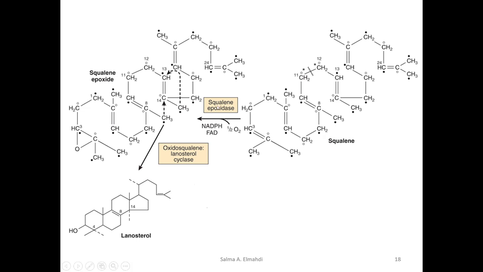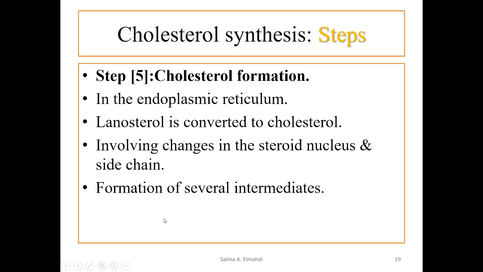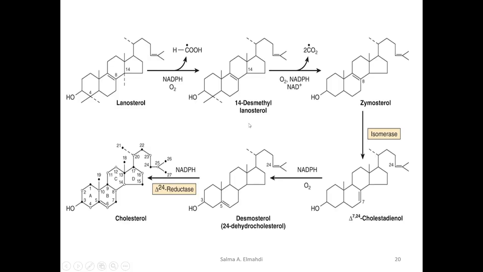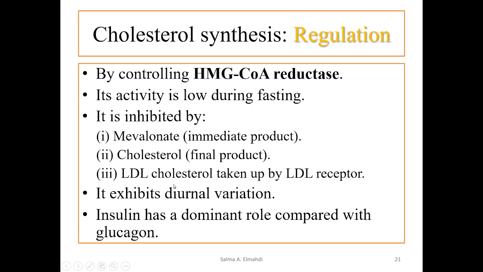Squalene is converted by squalene epoxidase to squalene epoxide, which is then cyclized by oxidosqualene lanosterol cyclase to lanosterol. Now we are coming even closer to the final structure of cholesterol. The fifth step, which is actual cholesterol formation, occurs in the endoplasmic reticulum, where lanosterol is converted to cholesterol via several steps.